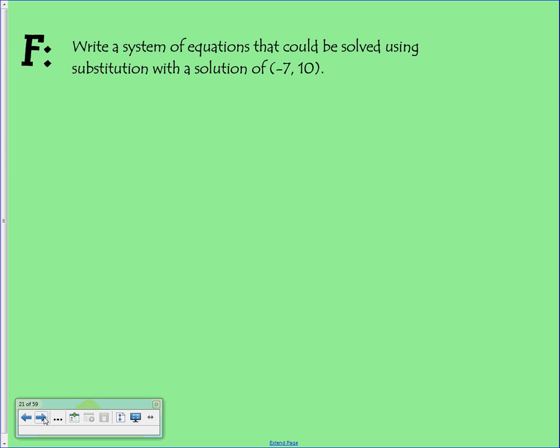A different kind of question might give you the solution, and then you write the system that would have that as a solution. So if I know that I've got negative 7, 10, I know that negative 7 is my x coordinate and 10 is my y coordinate. So I could just do something as simple as maybe x plus y equals 3.